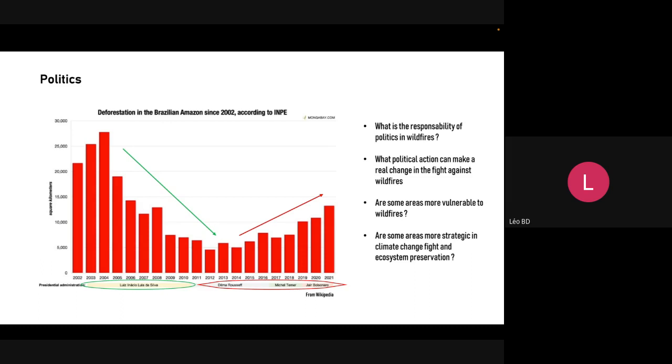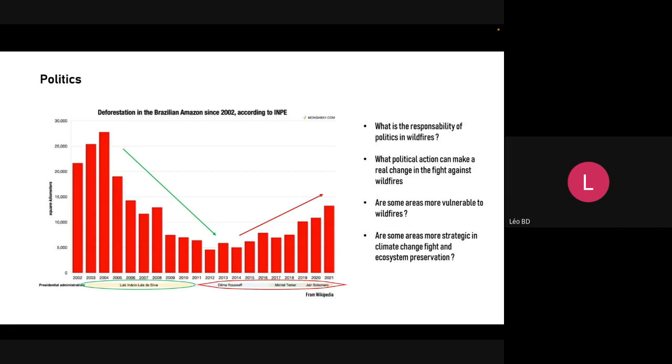What is the responsibility of politics in wildfires, if they have some responsibility? What are the actions that can make a real change in the fight against wildfires? Maybe we can see that some actions we think are beneficial for wildfires in the Amazon and are reducing them, but maybe it's not the case analytically, so it's interesting to compare them.